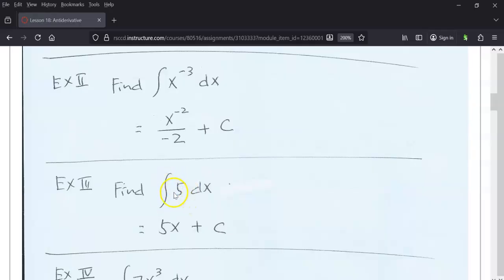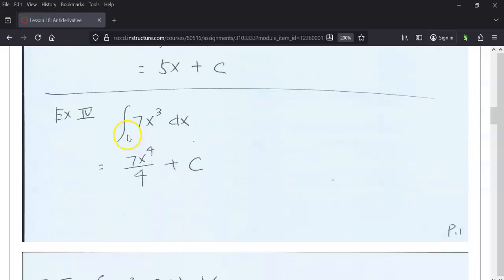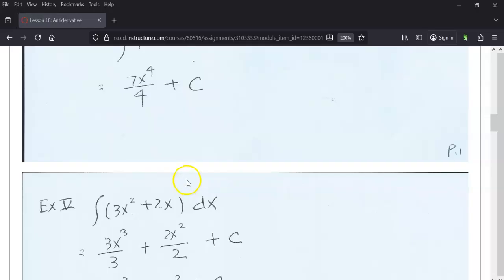Now, if it's just a constant, when you take the integral of a 5, it's just 5x. Just think back: if you take the derivative of 5x, you get back to 5. Same thing here. If you take the integration of 7x to the third power dx, the 7 we don't really care about. That's just a coefficient. What we want to focus on is this part. So just do the same thing, x to the fourth power, and divide by 4. And then multiply the 7 to it, plus c.